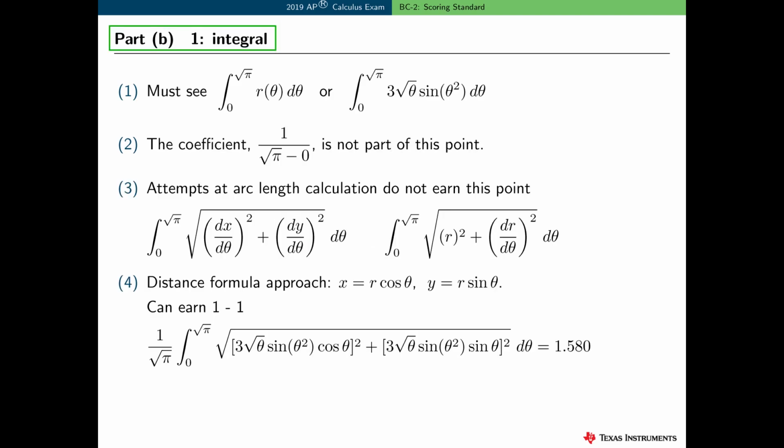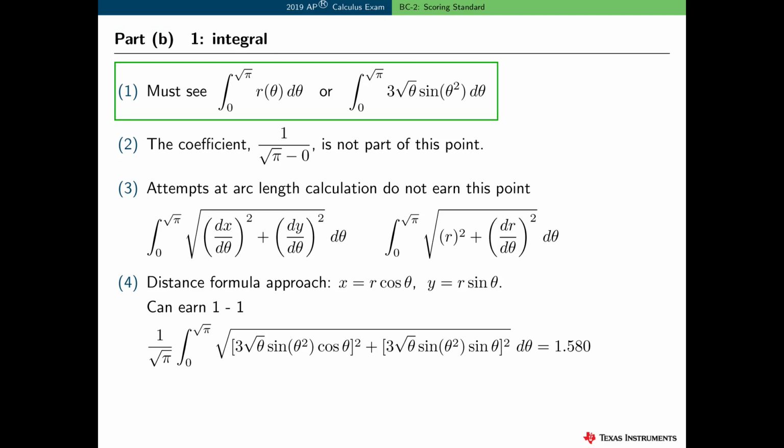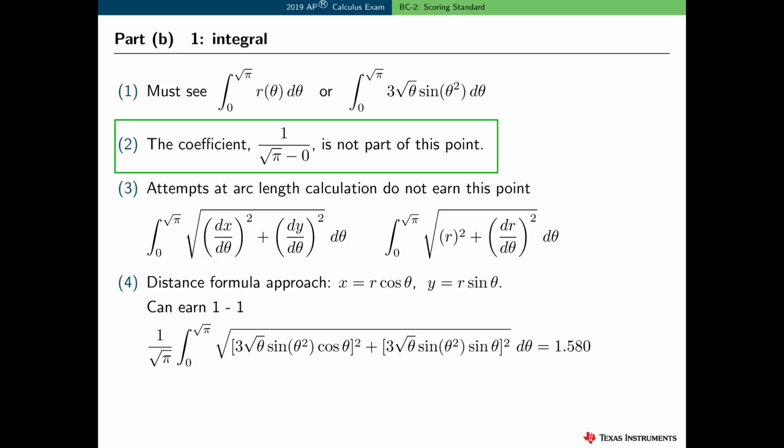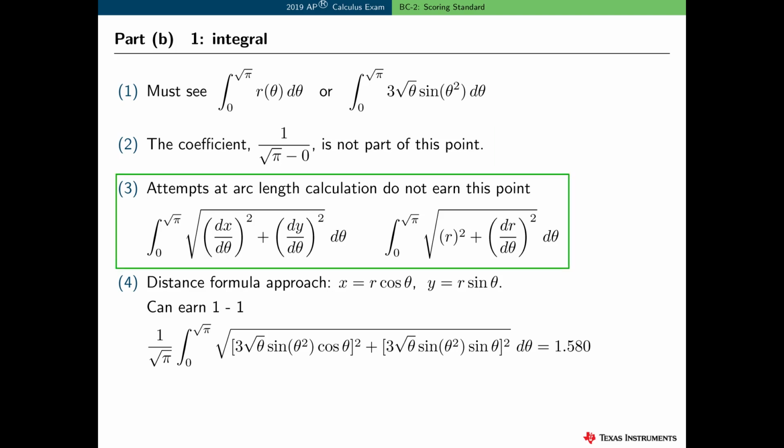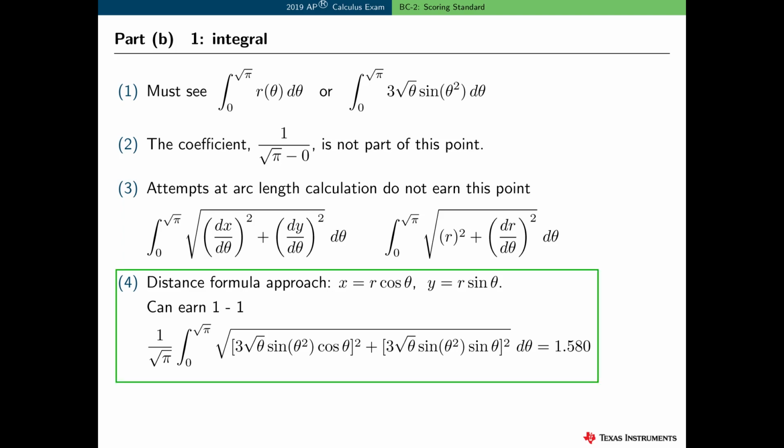The first point in Part B was for the integral. And we need to see one of these two expressions, including the bounds. The coefficient, or the constant in front of the integral, is not part of this point. Now some students attempted to find arc length in this part and presented one of these two expressions. This work does not earn any points in Part B. And some students used the distance formula from a point xy to the origin. This was a little longer, but it was a valid mathematical approach, and a student could earn both points here.